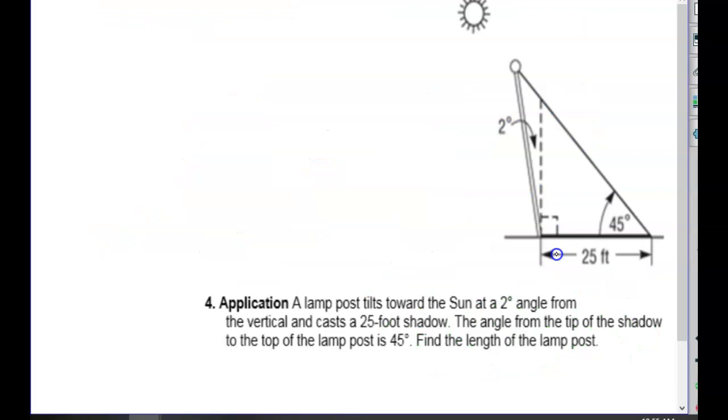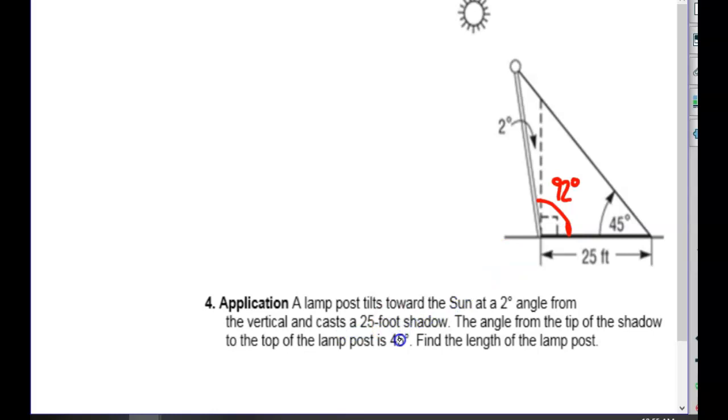All right, you have an application on your sheet. It says, if this is a complicated word problem that I would never ask you to draw by yourself because I don't know that I could figure out what they meant by this. But given the picture, I think we can follow. A lamppost tilts toward the sun at a 2-degree angle from vertical. So it used to be like straight up, but it's managed to lean over 2 degrees. So that actually makes this entire angle 92.